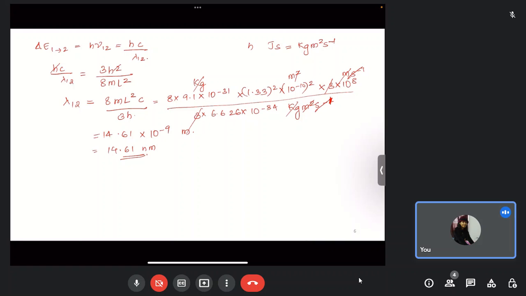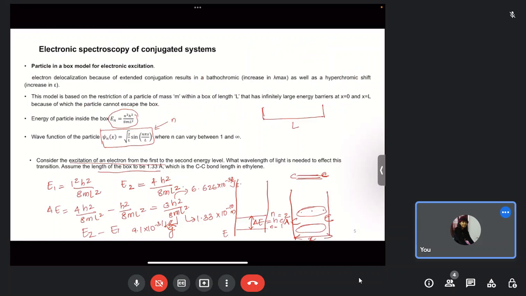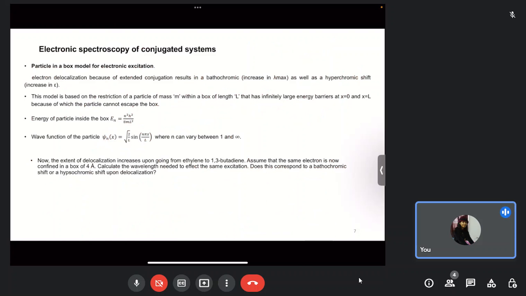Now we have to extend the localization from ethylene to 1,3-butadiene. So ethylene was a CC double bond. 1,3-butadiene is this particular molecule.